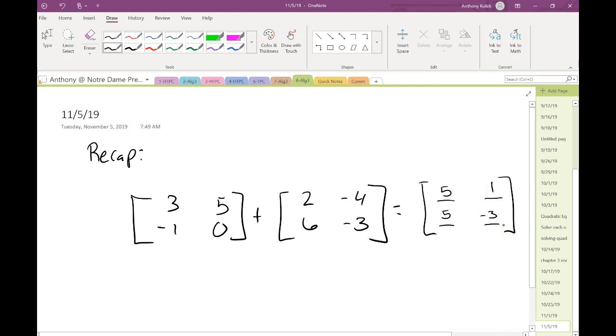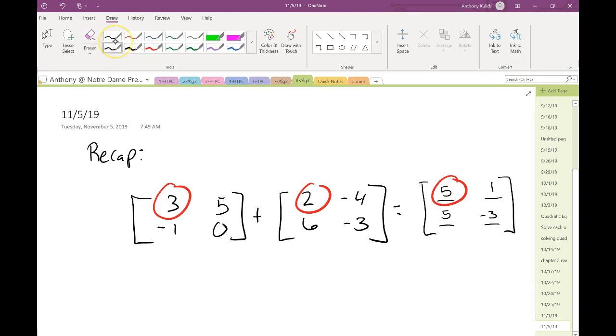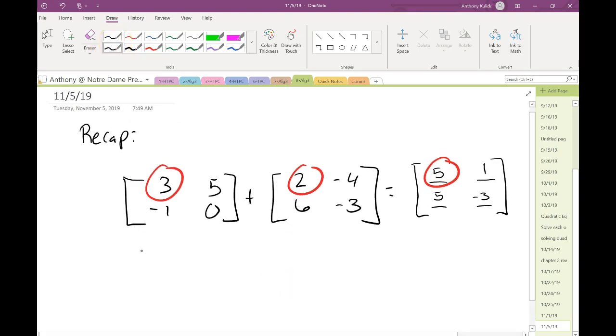So again, how did we do that? We just added the corresponding entries together, right? 3 plus 2 gave us 5. Okay? That should have been pretty easy.